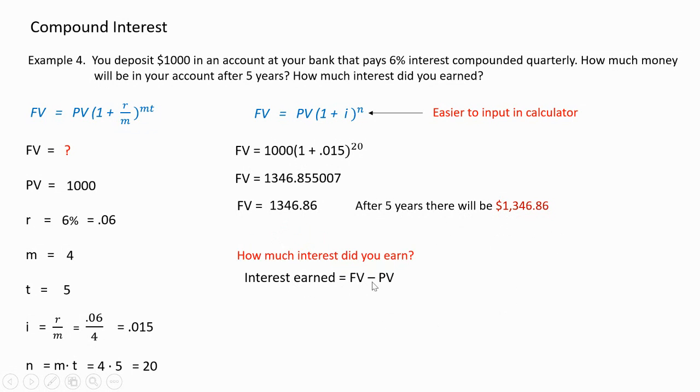The interest earned will be the future value minus the present value. So this is my future value, what you got in 5 years. And the present value was 1,000 that you invested. So it'll be $1,346.86 minus the 1,000, that's how much money you got extra. So you earned $346.86.